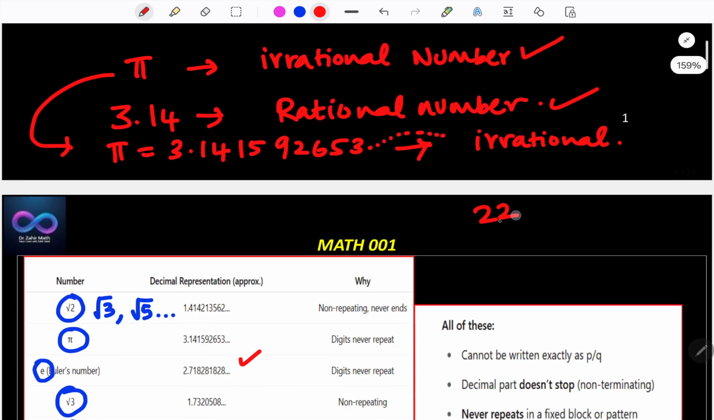Okay teacher. What about 22 by 7, teacher? In school, the teacher told me pi is also equal to 22 by 7. Yes, pi is equal to 22 by 7 by value. Value means what? The amount. But originally it belongs to which group? It belongs to the fraction mode. When it belongs to the fraction mode, it is a rational number.